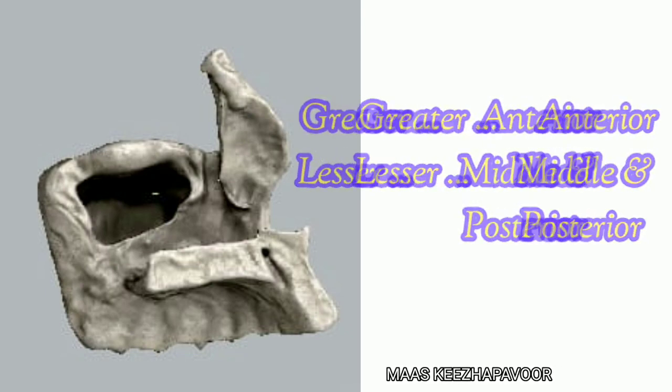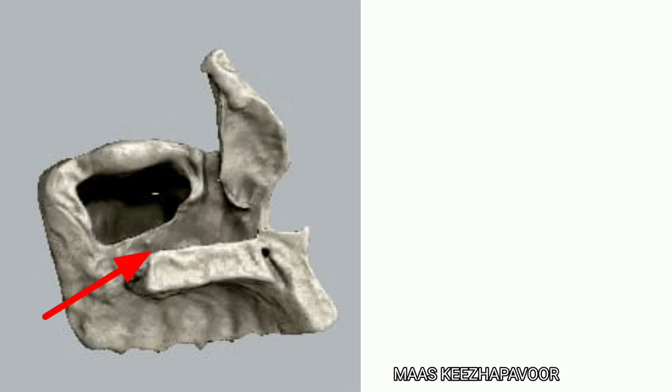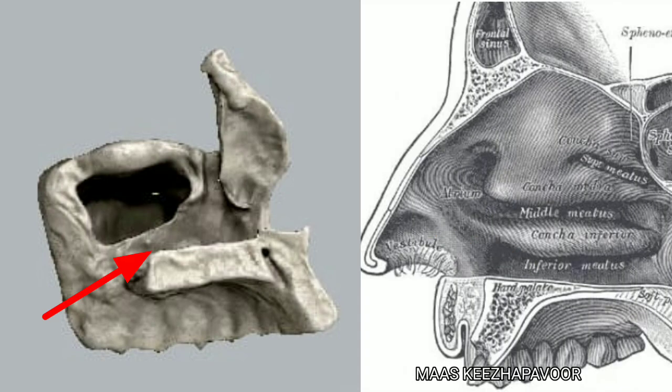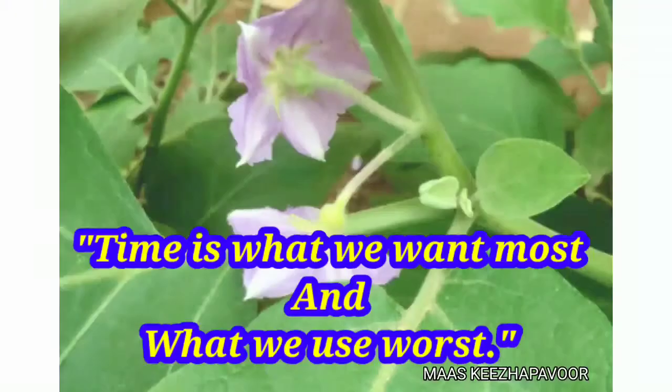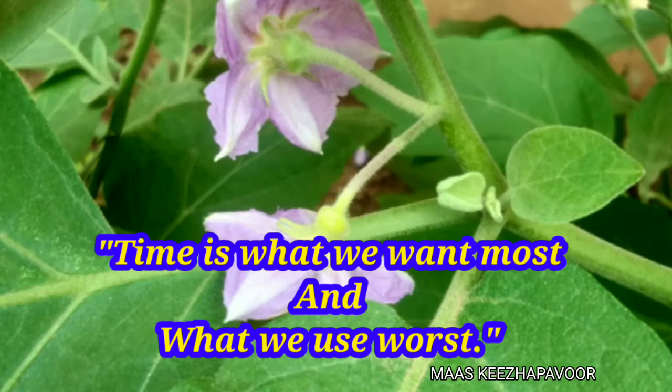The area below the maxillary hiatus is smooth and concave. It forms a part of the inferior meatus of the nose. Shall we end the session with a quote? Time is what we want most and what we use worst.